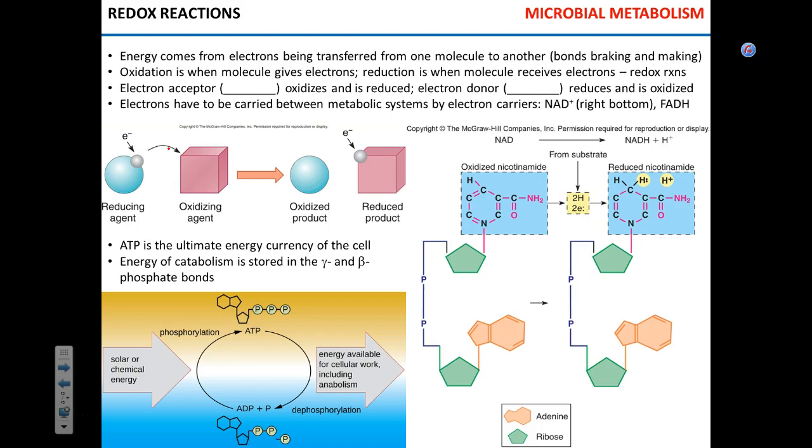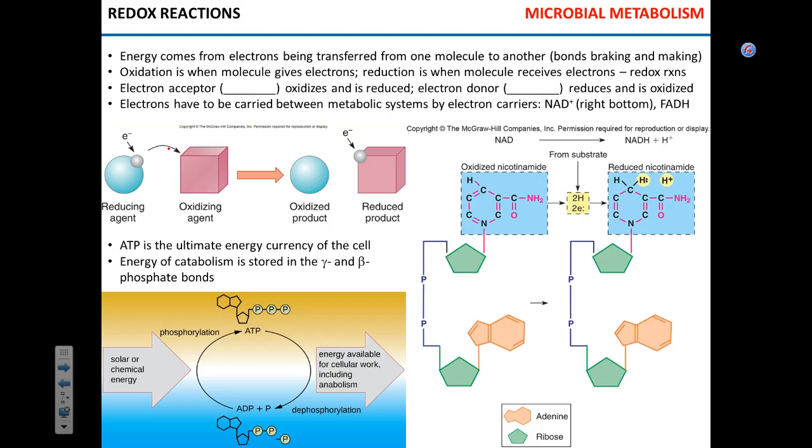Practically the cell extracts energy from high energy electrons. Does that make sense? So it has to be able to take energy from high energy electrons, and steals the energy, and those electrons become low energy. So you have electrons that have high energy level, cells somehow extract that energy, and electrons become low in terms of energetic level. That makes sense?